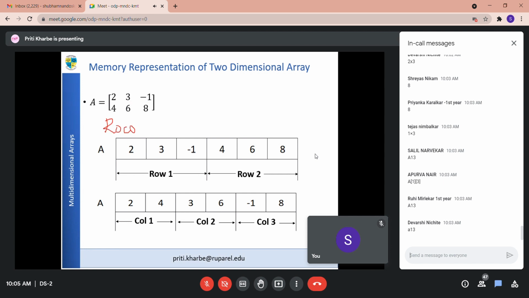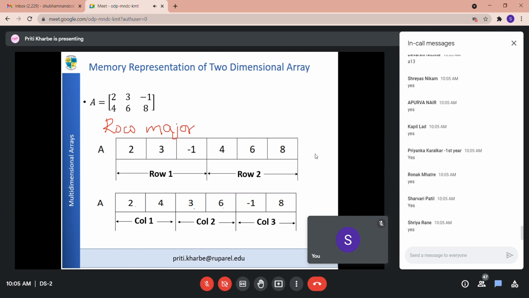What is row major? We go on storing elements row wise: first row followed by second row. Column wise is exactly the opposite; you will go on storing elements column wise. So first I will take the first column's elements, that is 2 and 4, then the second column's elements 3, 6, then the third column's elements minus 1, 8. Is that clear, the difference between row major and column major?